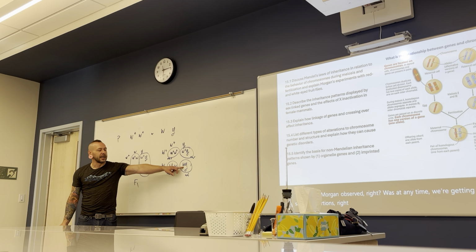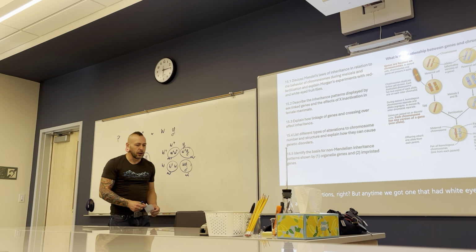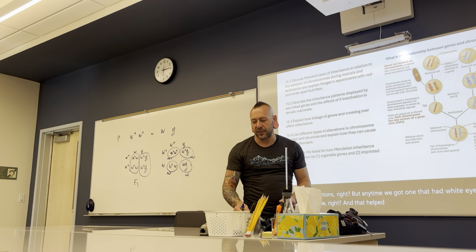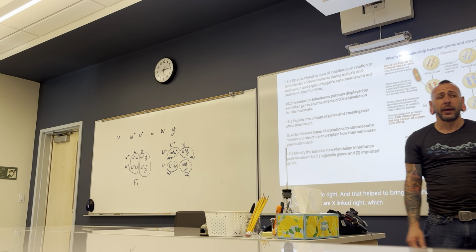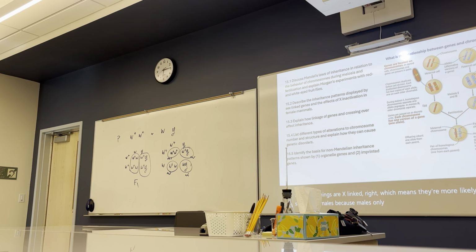We're getting the same proportions, but any time we got one that had white eyes, it was always a male. That helps to bring evidence to the fact that some things are X-linked, which means they're more likely to show up in males because males only need one recessive copy to exhibit that trait. A female needs both copies of that recessive mutant allele in order to have it, because she has 2 possibilities of that allele, but the male only has 1. So that's what Morgan's experiment with the fruit flies provided evidence for: that some things are X-linked, or exist on the X chromosome.